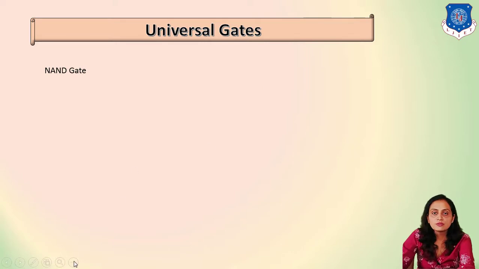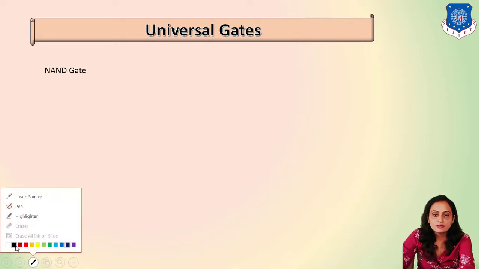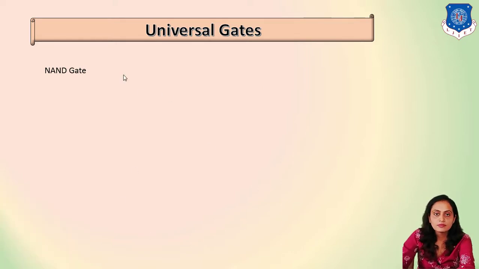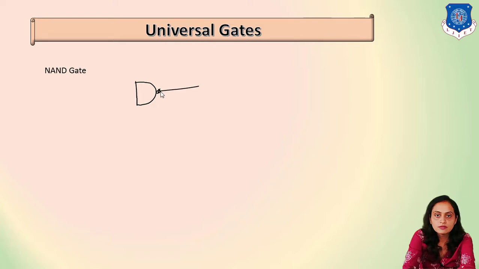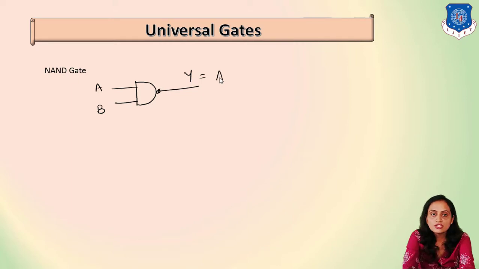Now we will see the truth table for the NAND gate. The NAND gate symbolic representation is like this. A bubble is shown over here: the symbol of AND, and then a bubble. Inputs are given by A and B, output is Y, and the Boolean equation for the NAND gate is A dot B for the AND, and then the inverse of that. This is a NAND gate.